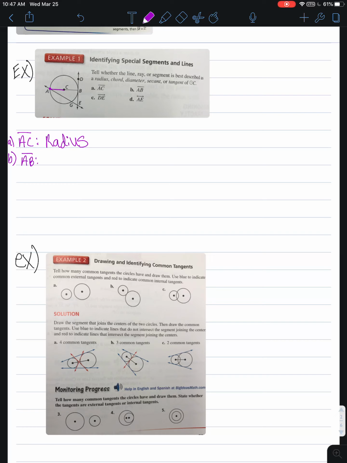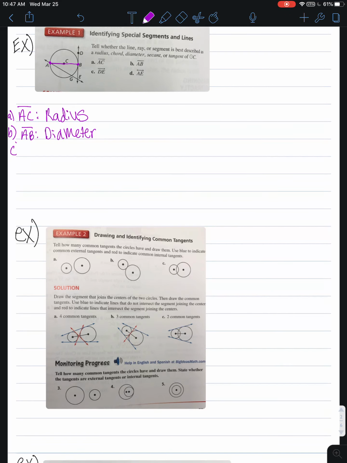Okay, for B, this is segment AB. And segment AB is going from a point on the circle on the outside to another point on the circle, but it's going through that center point, which means that it must be a diameter of this circle.